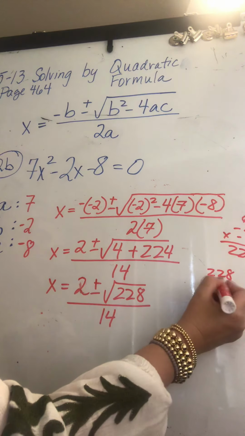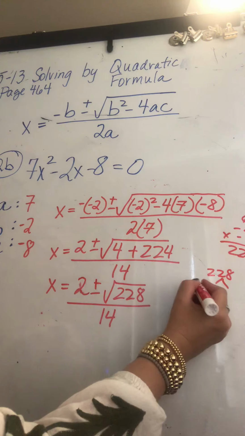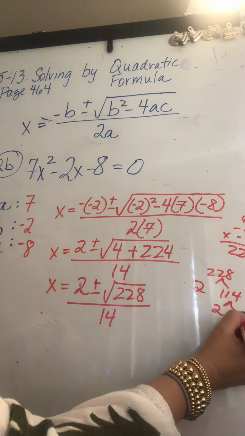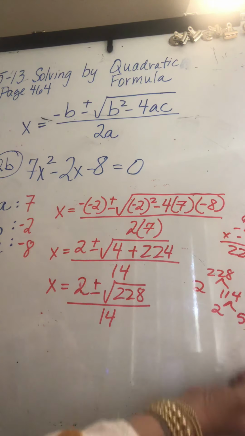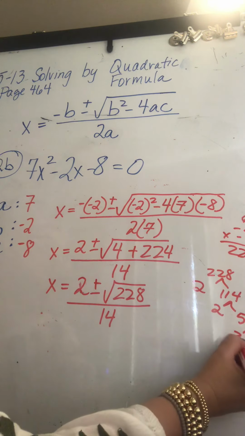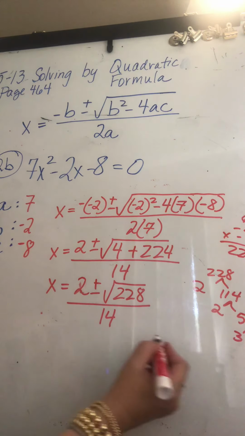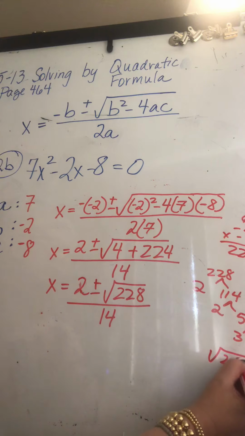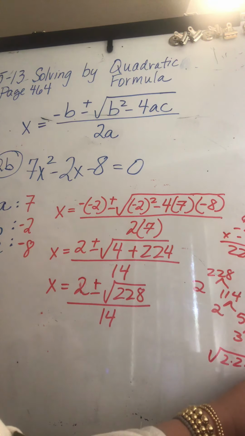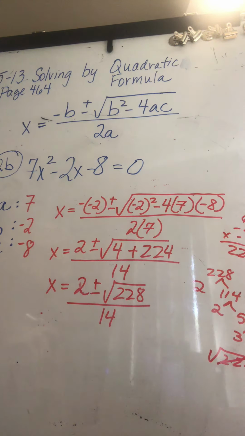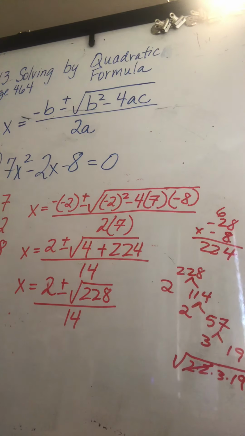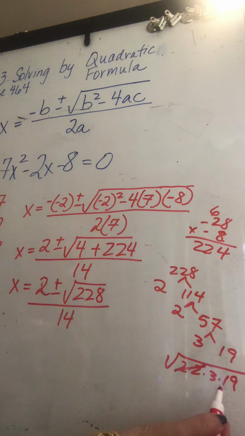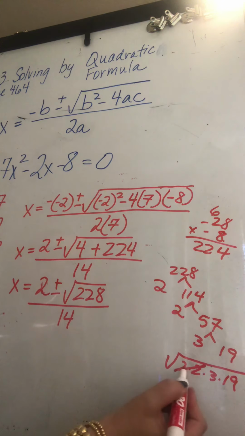We have 228, so now I'm going to put it into primes. I have 2 and 114, 2 and 57, 3 and 19. So I have 2, 2, 3, and 19. So I can pull out a 2. Can you guys see that? I have 2, 2, 3, and 19. So I'm pulling out the 2.